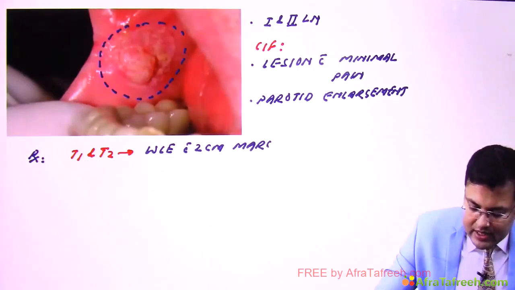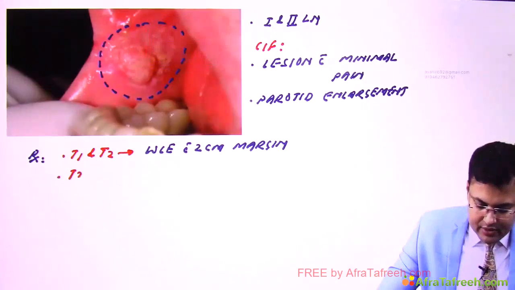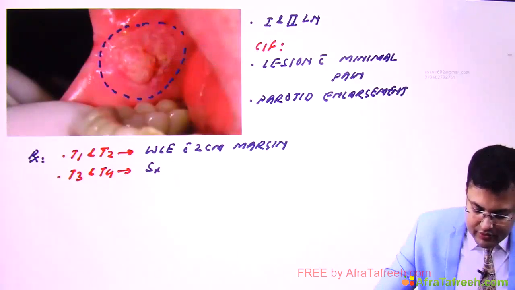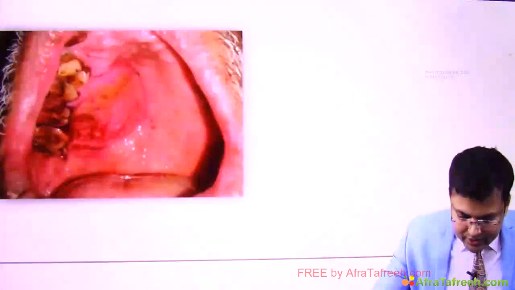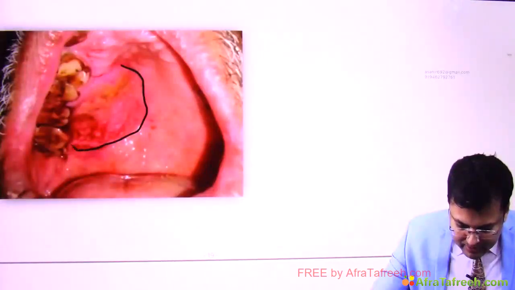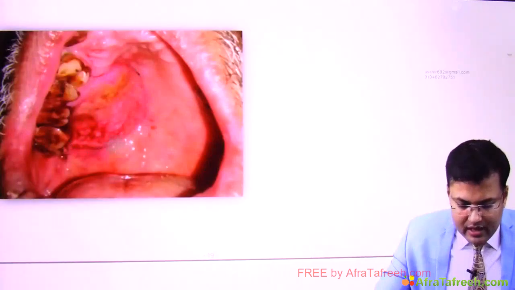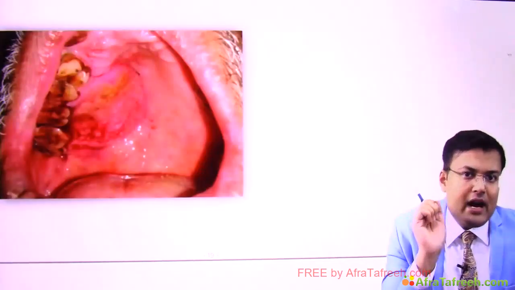So wide local excision with 2 cm margin. And if it's T3, T4, apart from surgery, we give radiotherapy. So we go for surgery plus radiotherapy. In this patient, you can see this growth involving the hard palate. So here is the growth. There is growth involving hard palate, and this patient is having carcinoma or cancer of hard palate.